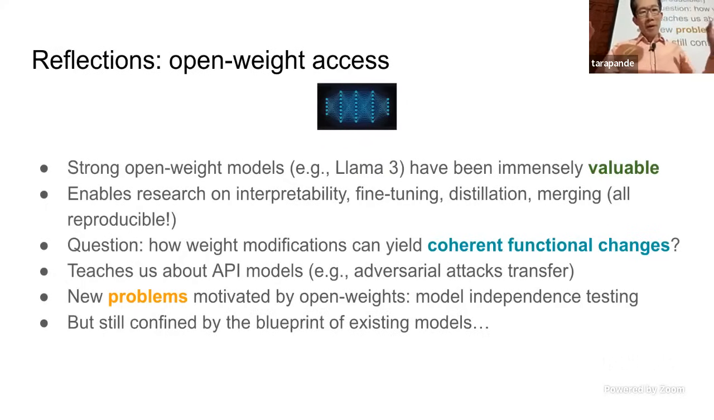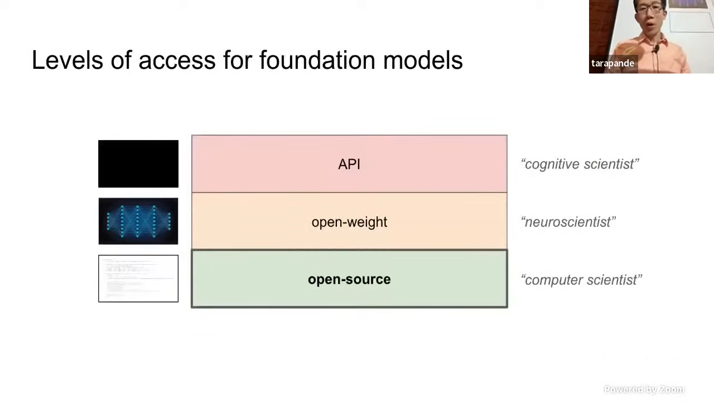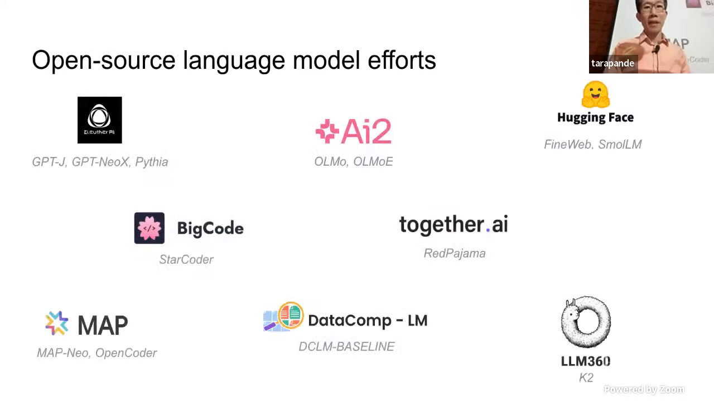But at the end of the day, we're still confined by the blueprint of existing models. All these models are still transformer architectures. They're still the particular set of weights that Meta has given us. And so in order to go deeper into open source, we need to open up the hood more.